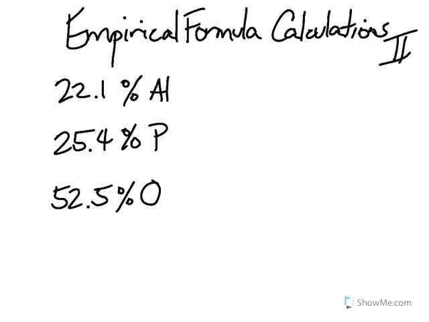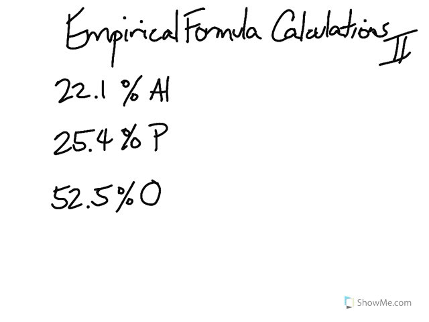Today we'll take a look at empirical formula calculations with a little bit more complicated example, one with 3 different elements in there. Now we know that the formula has aluminum, phosphorus, and oxygen in the formula. We just don't know in what quantities and what whole number ratios.